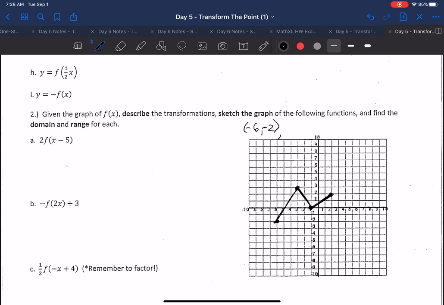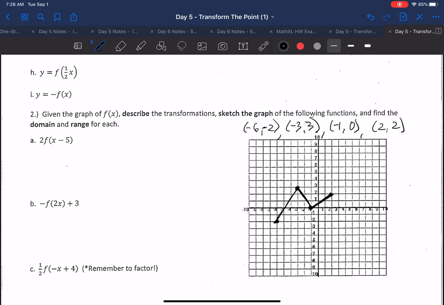Then we have 1, 2, 3, 1, 2, 3. Our next point is (-3, 3). Our third point is (-1, 0). And our fourth point is (2, 2). So this says, given the graph of f(x), describe the transformation, sketch the graph of the following functions, and find the domain and range for each.